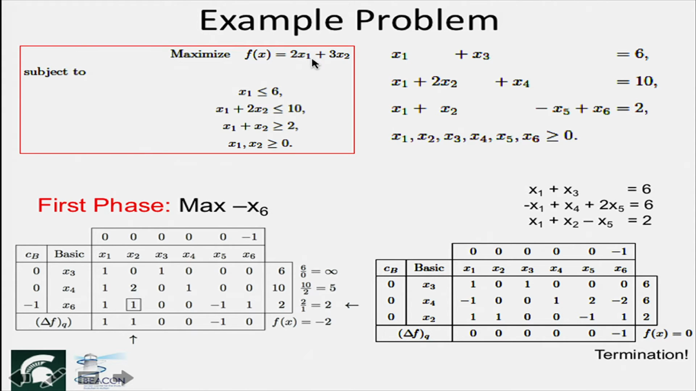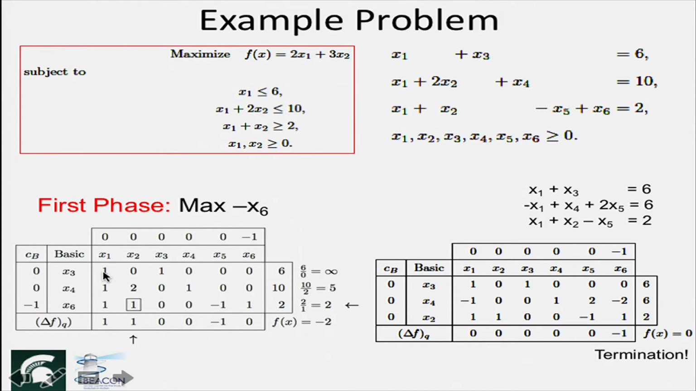See, I'm not considering the original objective anymore in the first phase. So they are all 0 except the x6, which is -1. What are the basic variables? x3, x4, and x6, right? So x3, x4, and x6 coming from the respective equations. I write the equations with the right hand side, and then I compute del fq.